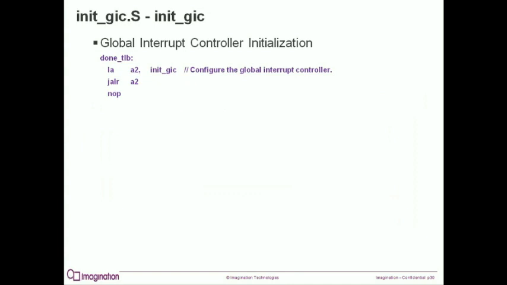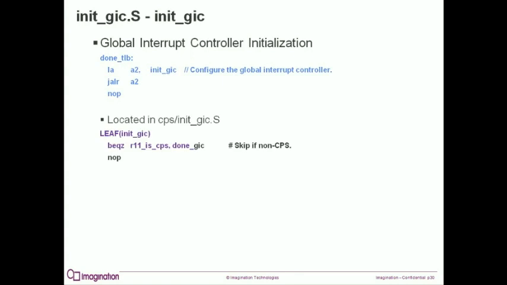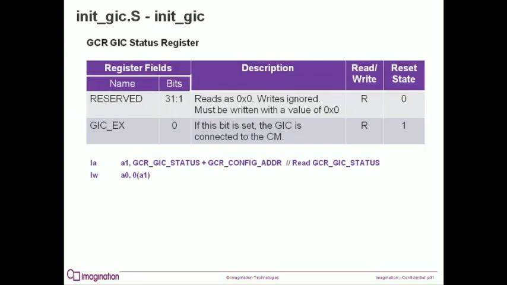Back in the start.s, the code calls init GIC. Then, in the init GIC function, the code checks to see if it needs to initialize the global interrupt controller. It checks GPR11, and if it is not set, then this is not a coherent processing system, so the code will skip the GIC initialization.